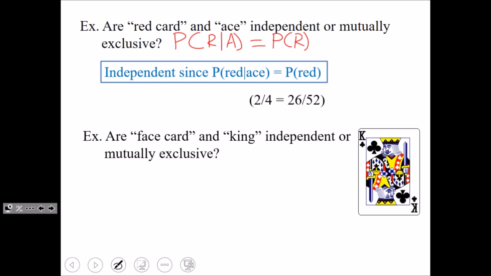How about face card and king? So again, we're going to set this up. We need to know, is the probability of face, given it was a king, equal to the probability of face? So if I get a king, what's the chance to get a face card? Well, it's 1. Probability of getting a face card: there's 4 kings, 4 queens, 4 jacks. So I have 12 cards out of 52. Those are not equal to each other.